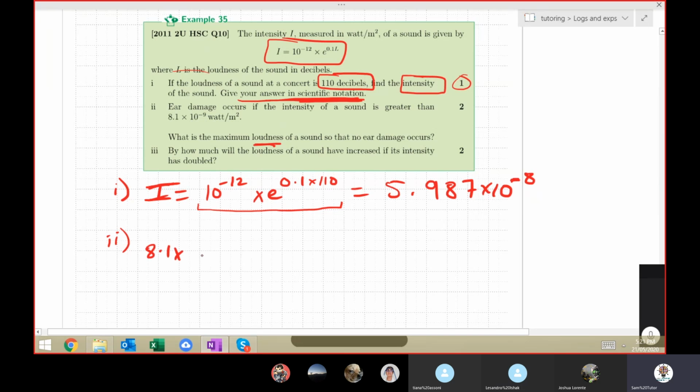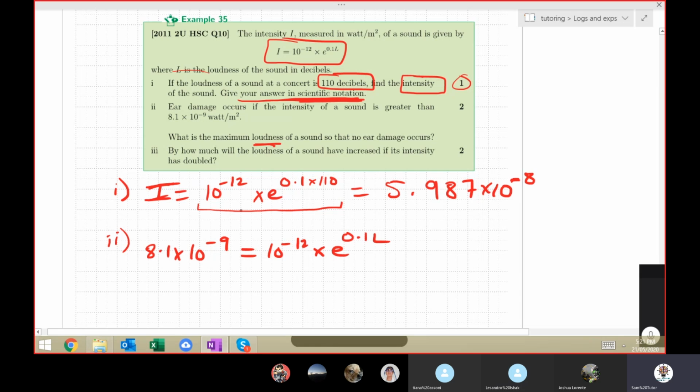So what are you going to write? 8.1 times 10 to the power of negative 9 equals 10 to the power of negative 12 times e to the power of 0.1L. This was your K. K's already been found, just if you're curious. So you're not finding K in this question.